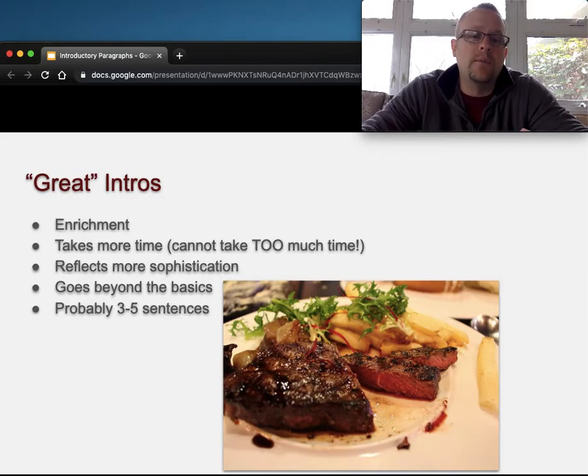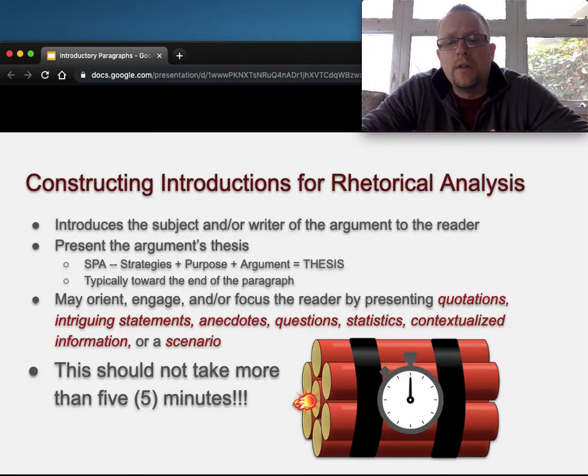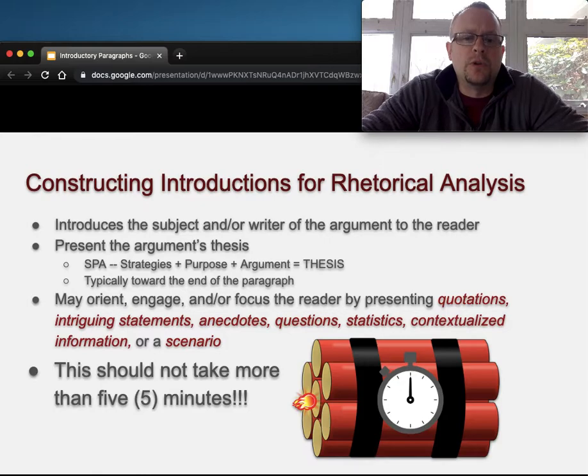So there are some obvious benefits to having a great introduction. When you think about what needs to go into that introduction for rhetorical analysis, and I don't think a whole lot of this is going to be brand new, you're introducing the subject and or the writer of that argument to the reader. More often than not, it's going to be the writer, but there might be some instance where the subject material of the passage has to be introduced. But you're introducing that. You're obviously presenting the argument's thesis.